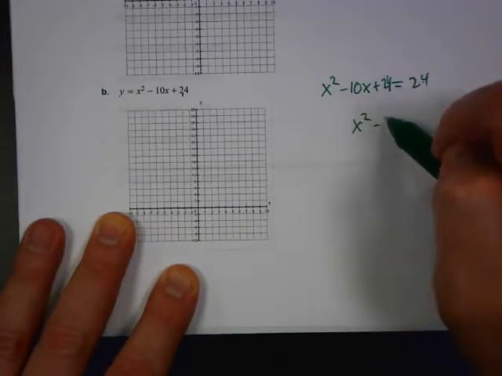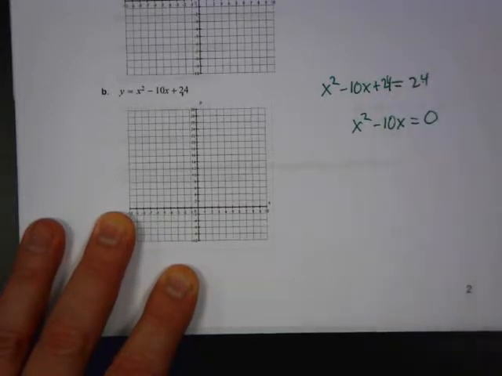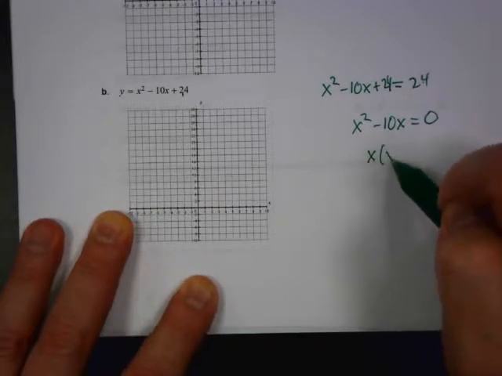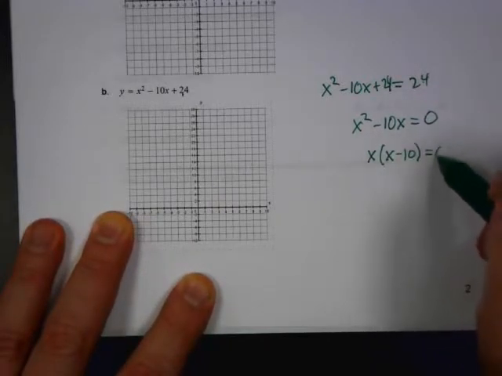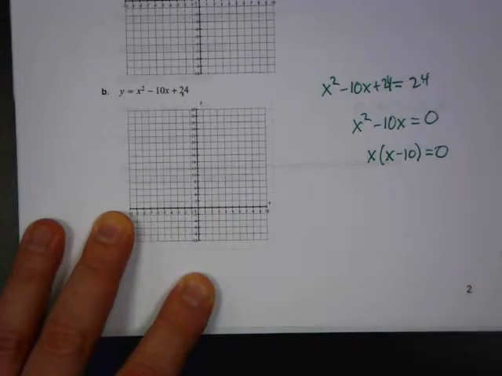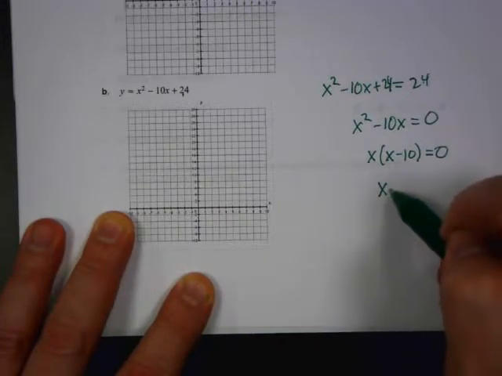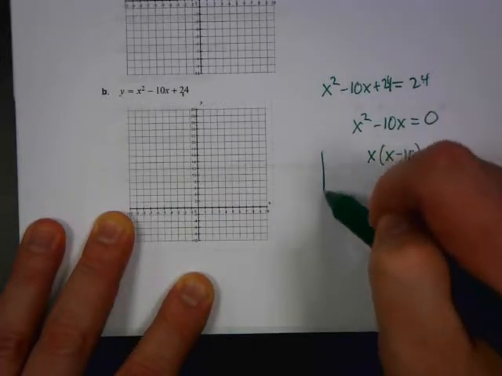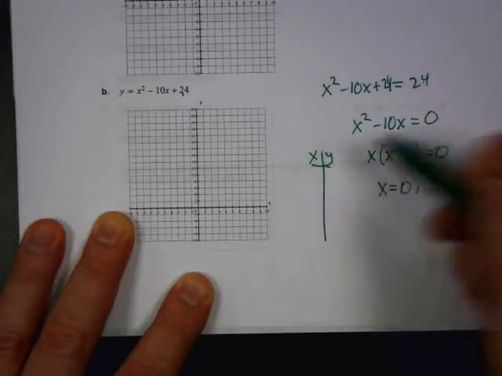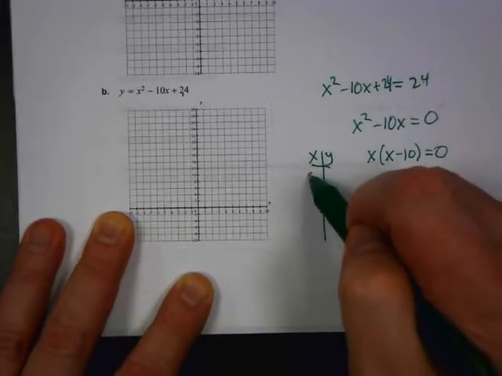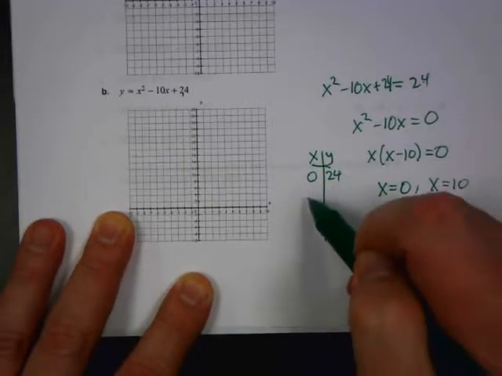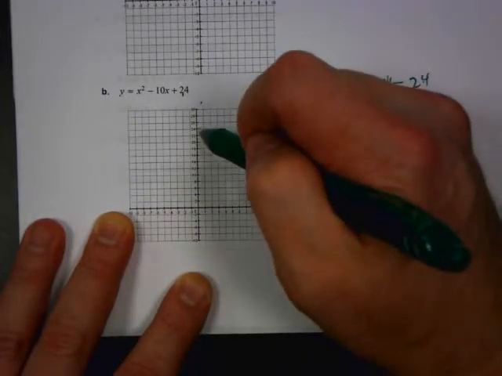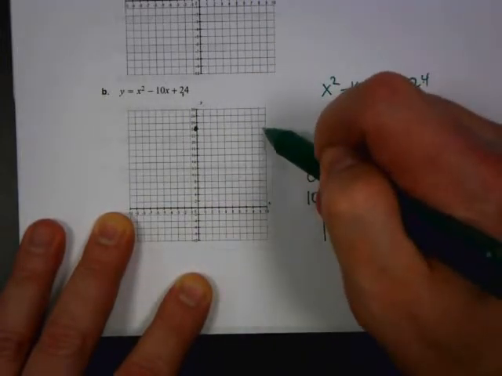So you have x squared minus 10x equals 0. So you have x times x minus 10 equals 0. That gives you two answers. Your two answers are x equals 0 and x equals 10. So what do you have at this point? You have 0, 24, and you have 10, 24. All right, so you have 0, 24 and 10, 24.